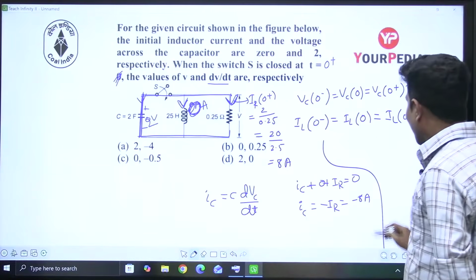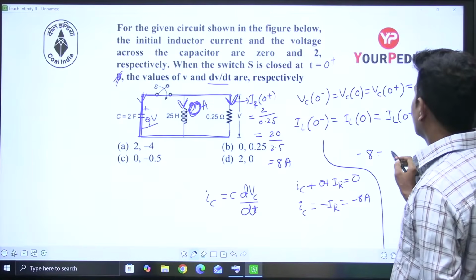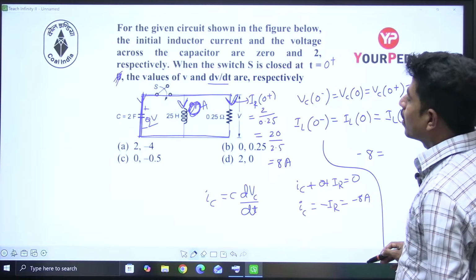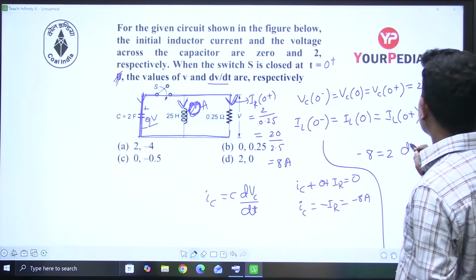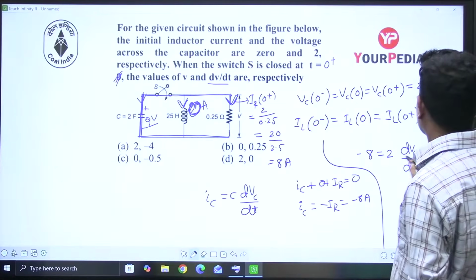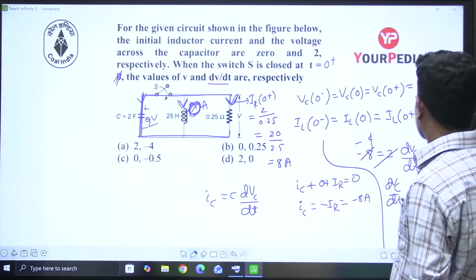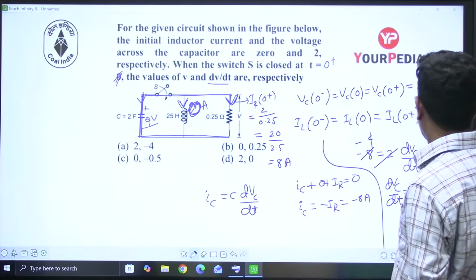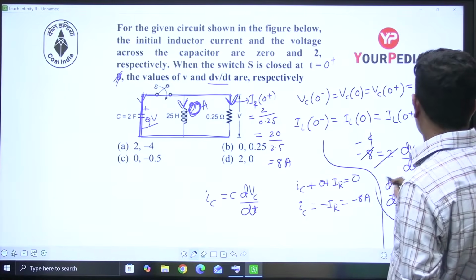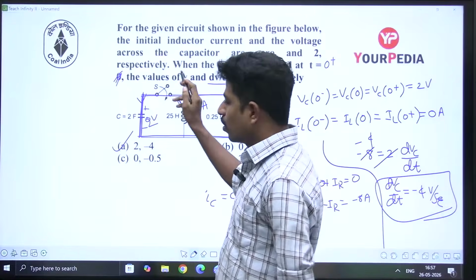IC is equal to C dVc by dt. C is 2, so 2 dVc by dt equals minus 8. The 2 and minus 4 cancel, so dVc by dt is equal to minus 4 volts per second. 2 comma minus 4. Good.